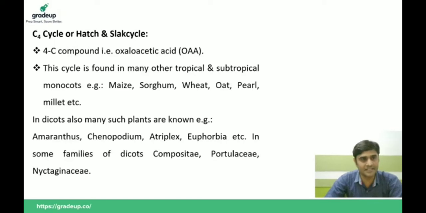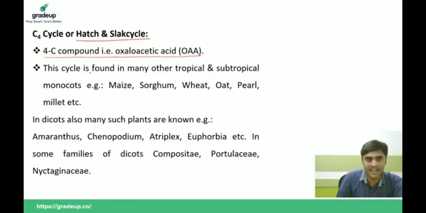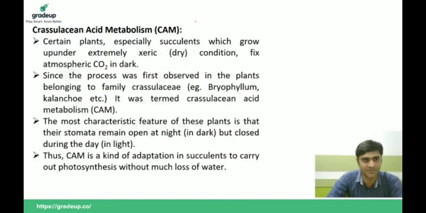Now another cycle is the C4 cycle, which is also known as the Hatch-Slack cycle, because in this cycle the first stable product is a 4-carbon compound, that is oxaloacetic acid. This cycle is found in many tropical and subtropical plants such as maize, sorghum, and so on. Just remember that another cycle also operates in various plants such as maize, which is known as the C4 cycle. Why is it called the C4 cycle? Because in this the first stable product is the 4-carbon compound oxaloacetic acid. Just remember this, it is not important for your exam.